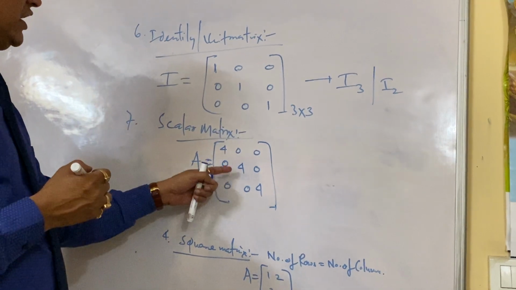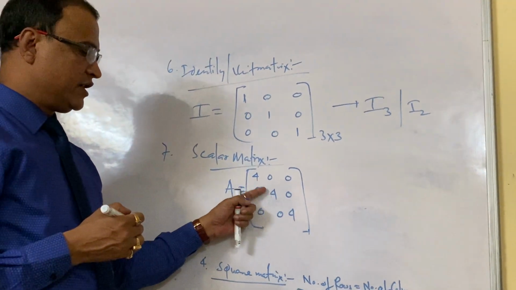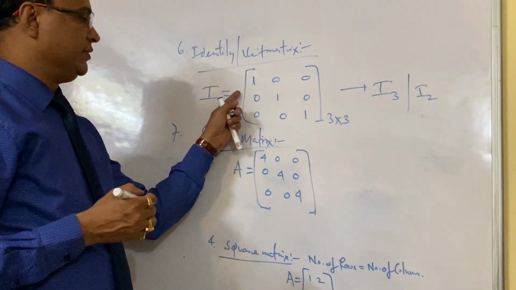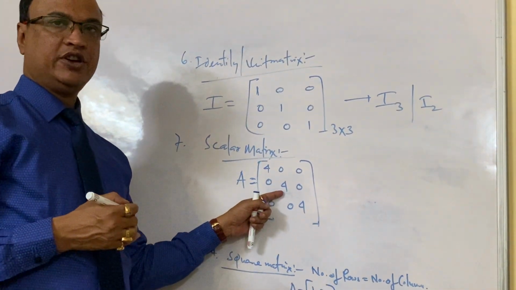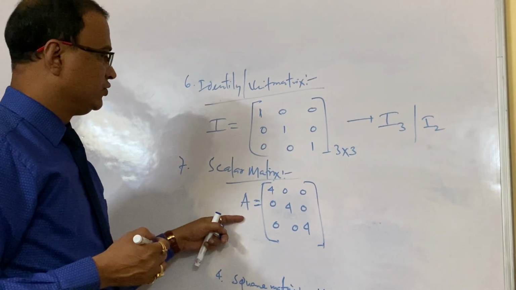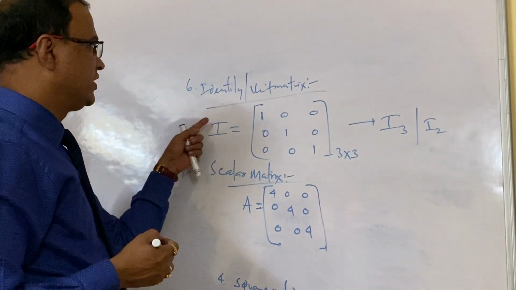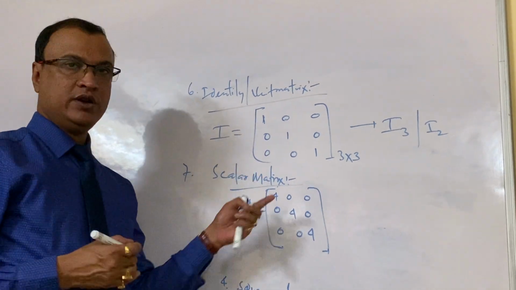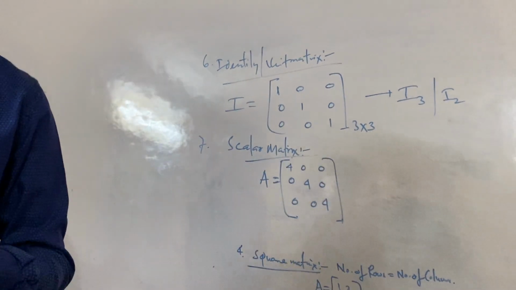You can see all elements are 0 but the diagonal element is not 1, and they are not different. If they are different it is a diagonal matrix. If it is 1 it is an identity matrix. If it is something else like 4, it is a scalar matrix. That is a different issue, that we can convert a scalar matrix into an identity matrix, because we can take 4 common and after that we can convert this into the identity matrix.